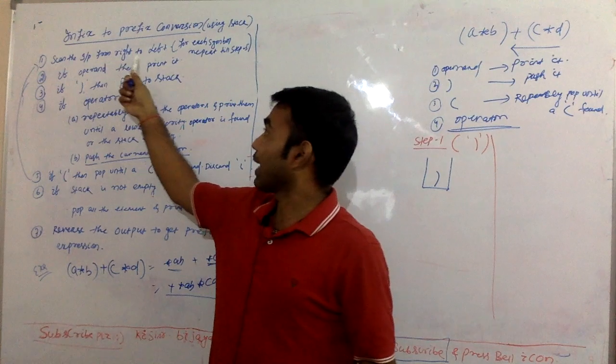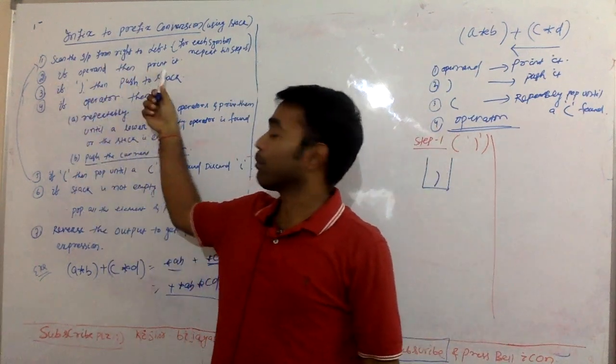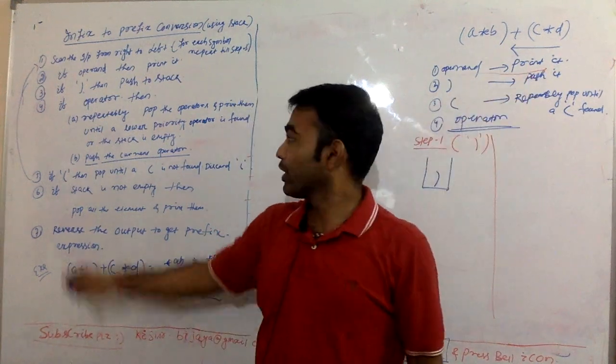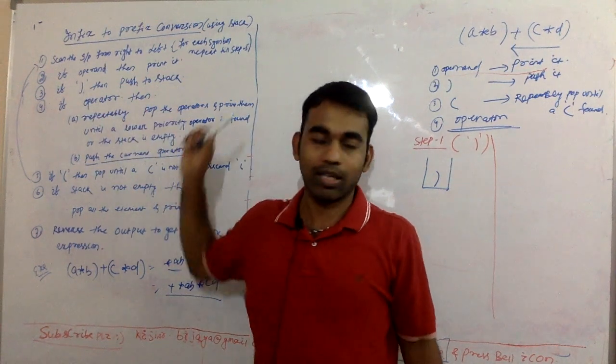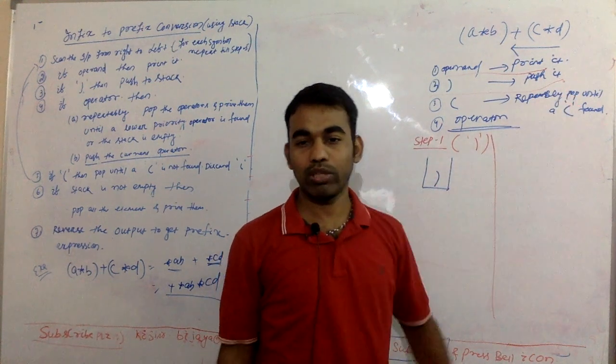Scan the inputs from right to left. Okay, we'll scan from right to left, and if it is an operand, then print it. That's what we have also discussed. If an operand, print it, right? Then the third step is, if a right parenthesis, then push it into the stack. If a right parenthesis is coming, push it into the stack. That's what we have also discussed.